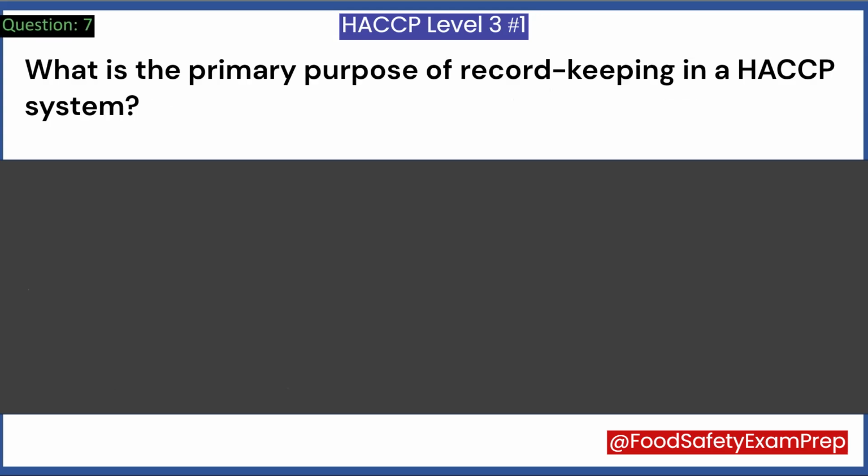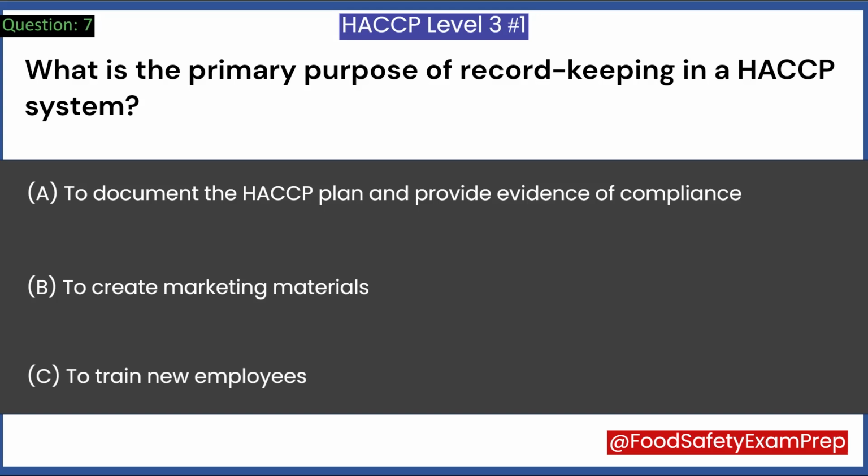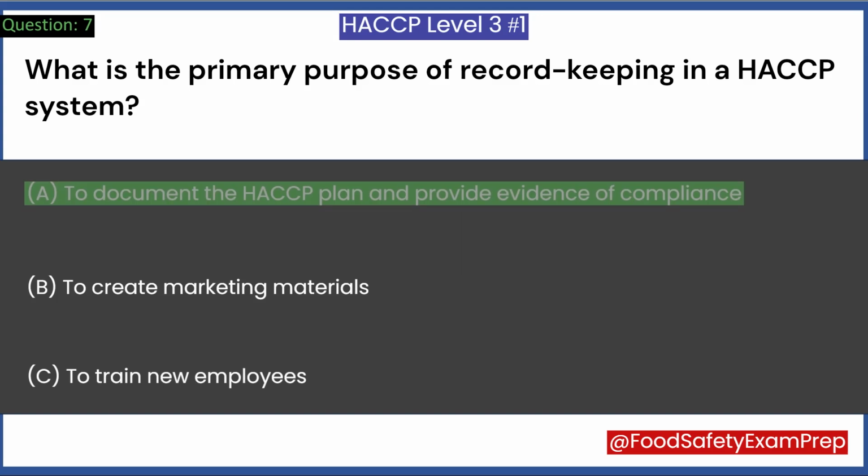What is the primary purpose of record keeping in a HACCP system? A. To document the HACCP plan and provide evidence of compliance. B. To create marketing materials. C. To train new employees. Answer: A. To document the HACCP plan and provide evidence of compliance.